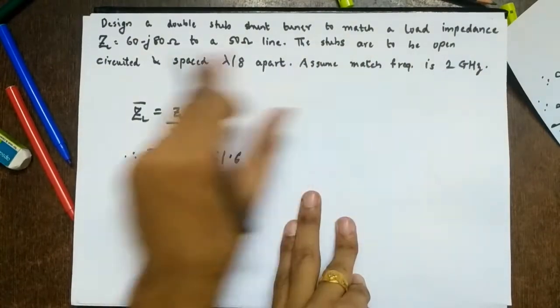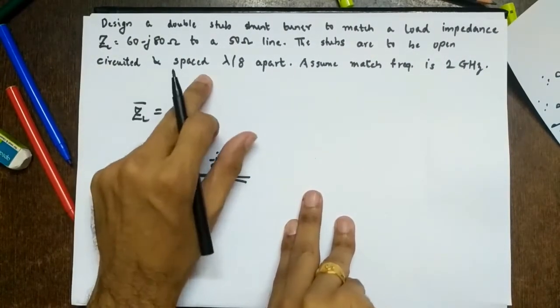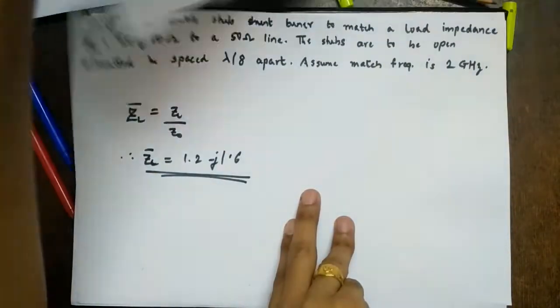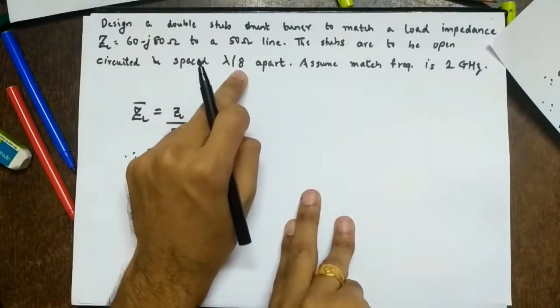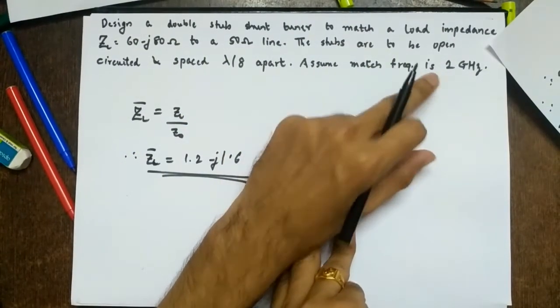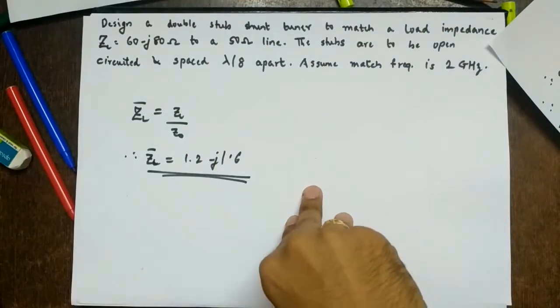The stubs are to be open circuited. Remember, they are open circuit stubs and spaced lambda by 8 apart. I said this distance can be either lambda by 8 or 3 lambda by 8, so it is given as lambda by 8. If this is not given, you can assume it to be lambda by 8 or 3 lambda by 8. Assume the match frequency is 2 gigahertz. So let's start plotting on the Smith chart.